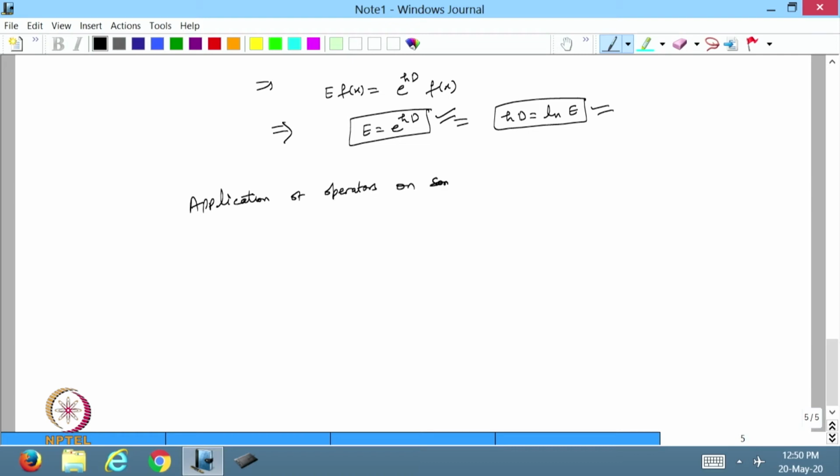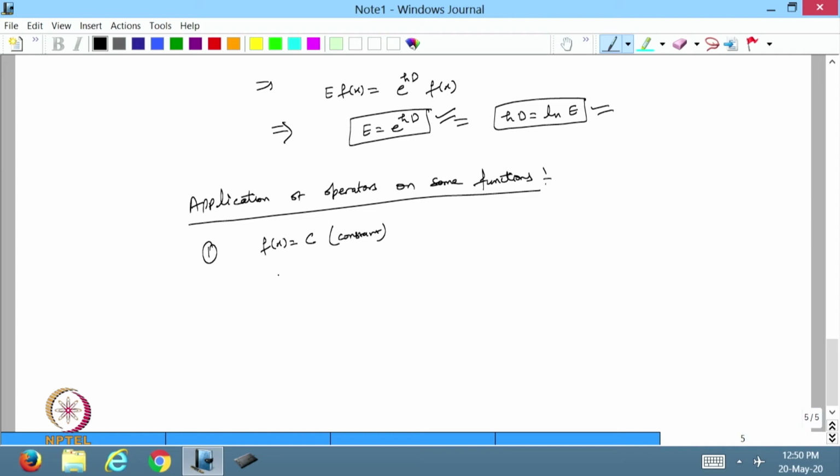on some functions. So, let us see how we can apply the operators on some function. I will start with a very simple function. Let my function f(x) be equal to some constant c. I just take the constant function and I want to apply this operator.